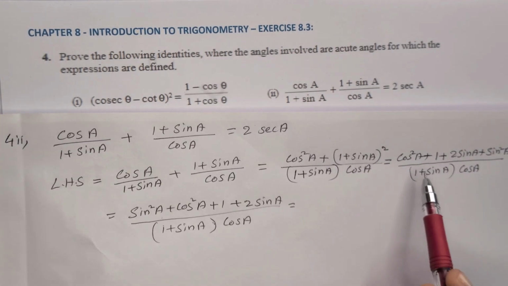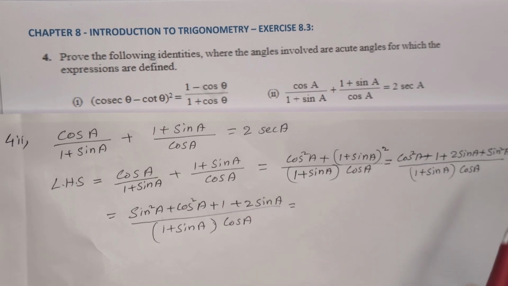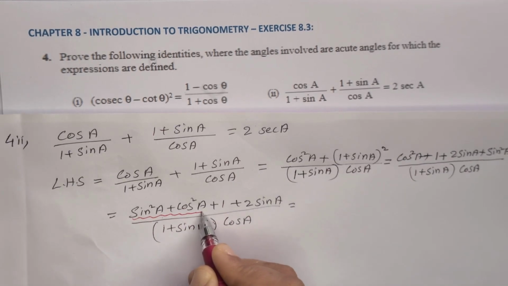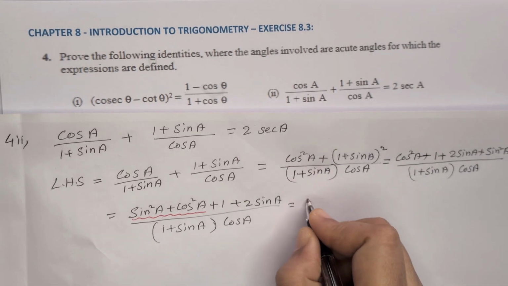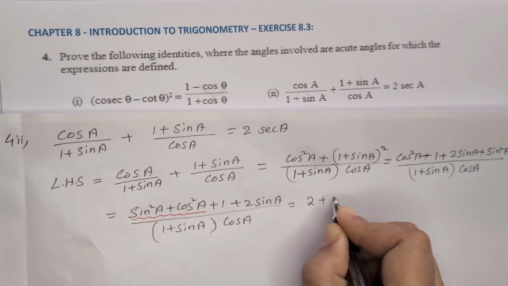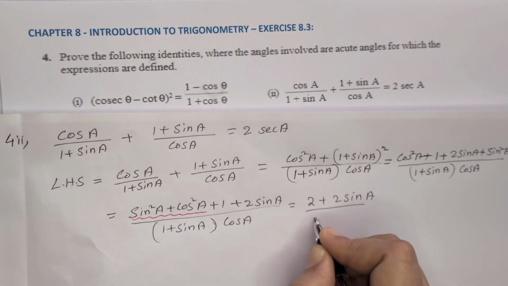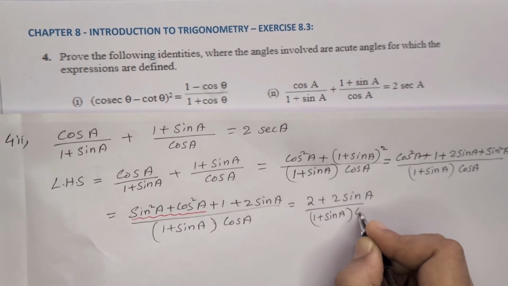That we can rewrite as sin²A + cos²A + 1 + 2 sin A. So we know that sin²A + cos²A is equal to 1. So that's the same as here 1 and another 1, so we can add that. It will come 2 + 2 sin A divided by (1 + sin A) into cos A.